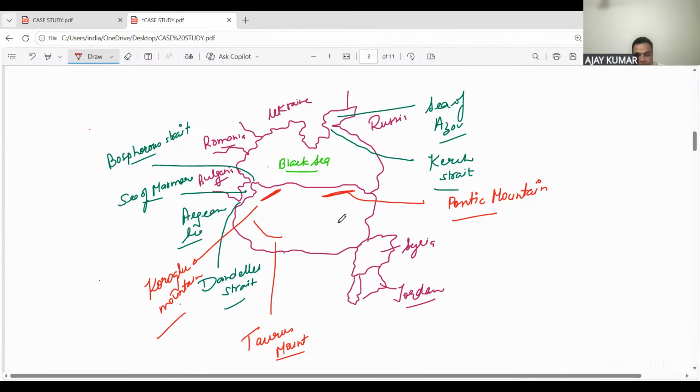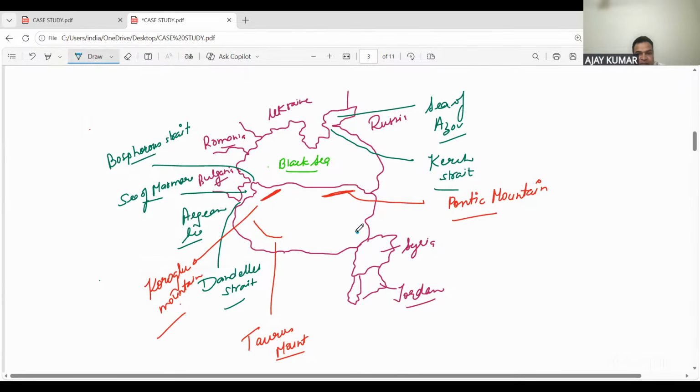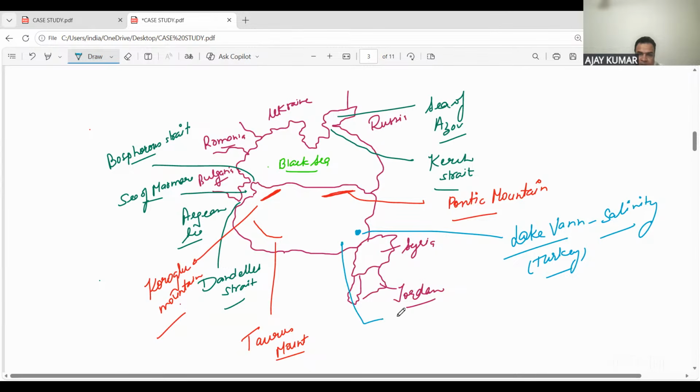And we have a very famous lake, that is Lake Van in Turkey, which is famous for its salinity. Once this was also asked in UPSC prelims. Lake Van, which is famous because of its very high salinity. Okay, and here there was a place, this was Gaziantep.